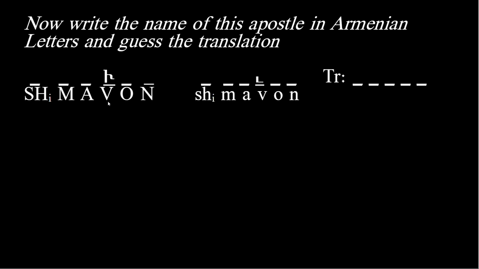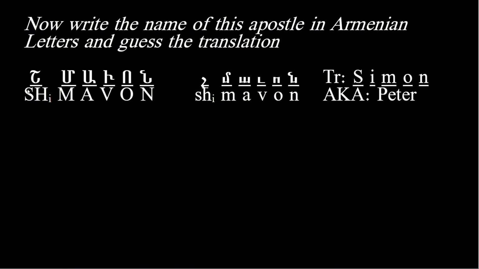For the V sound, I inserted the letter Hyun, because we don't really have a way to know whether we're going to be using a Viv or Hyun. So I just went ahead and inserted the Armenian letter for this letter. So now pause the video and I'll show the solution in 3, 2, 1. Shemavon, which translates to Simon, also known as Peter.